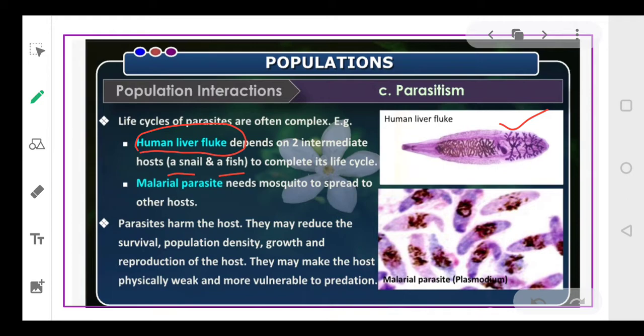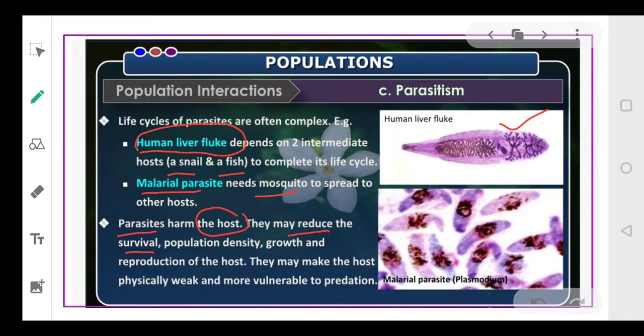One is snail, then fish, and then finally the human beings. In case of malarial parasite, it depends on the mosquitoes. Mosquitoes spread this malarial parasite from one organism to another. So in totality, I can say that parasites basically harm the host, and in several cases they may kill the host also.